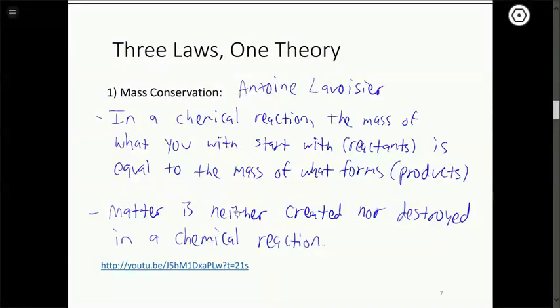Okay? So this is a very simple one, I think, but it is often one that people forget about because it's so simple. When you're doing practice problems on the homework, even for this chapter or much later in the course, don't forget about the law of conservation of mass.